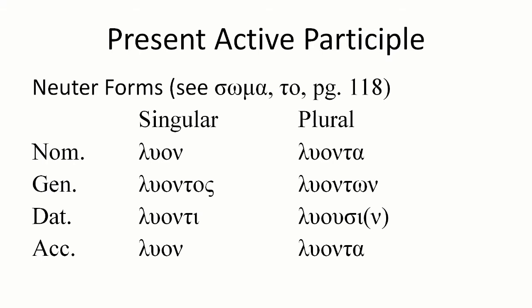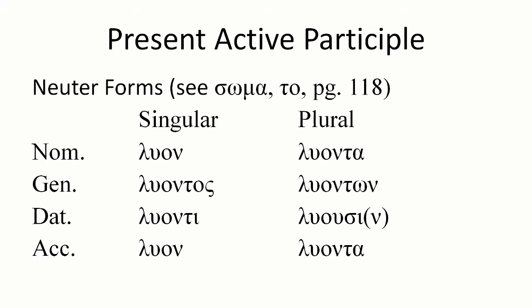So let's start off here again, taking luo. The nominative neuter singular will look a lot like the nominative masculine singular in all of these. Typically, it just gets a short vowel where the masculine gets a long vowel. So here you have luon. Masculine had luon, omega nu. This one has luon, omicron nu. And if you go down to the accusative singular, again, this is a neuter, so the nominative and accusative forms look the same.